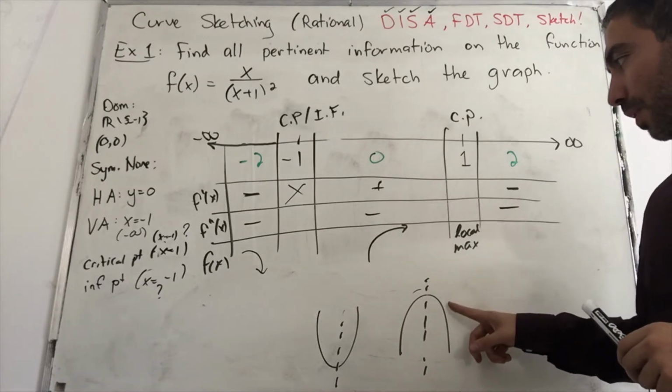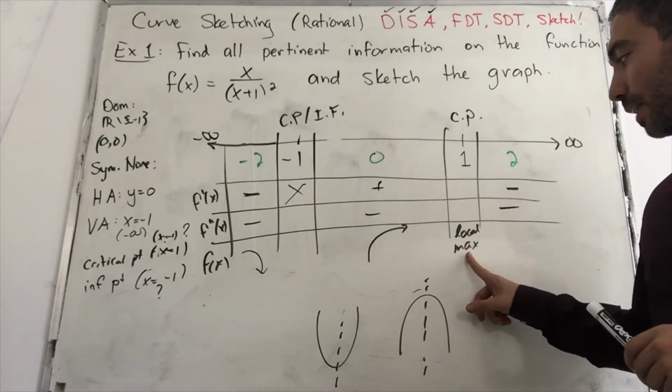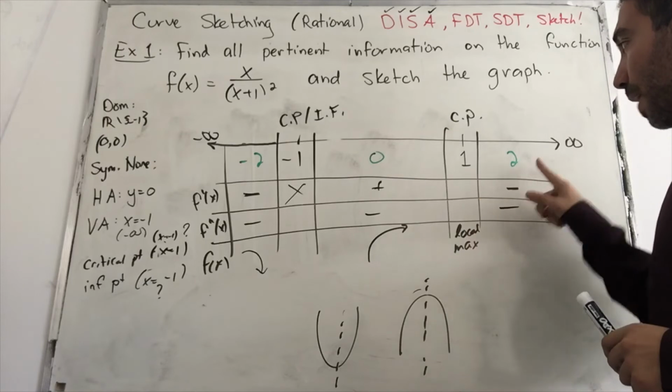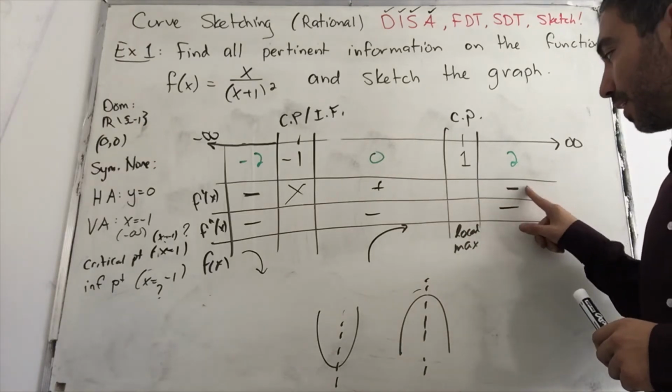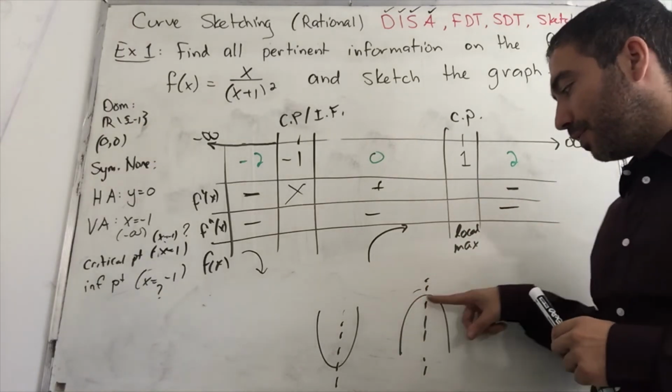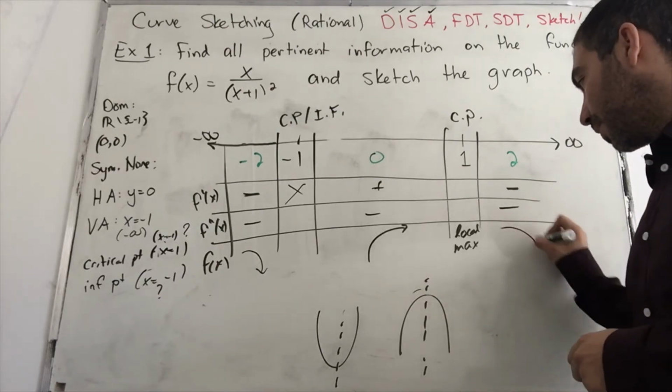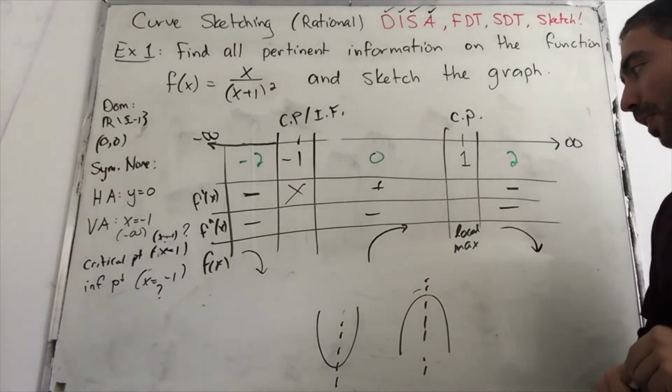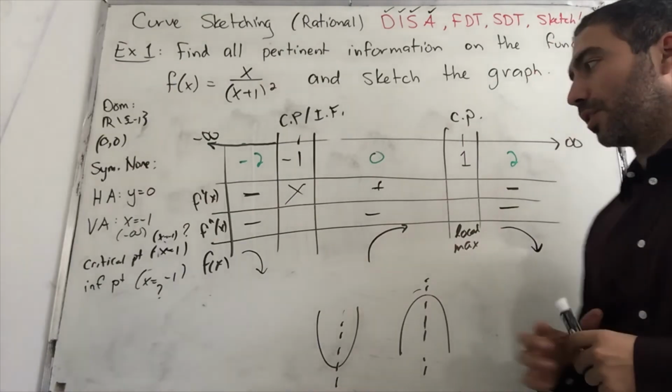Yeah. And then lastly, we have a local max. After our local max at 2, we have the first derivative is negative and it's concave down. So concave down and decreasing. So we're back to something like this. Okay. So this is what our function is going to look like.